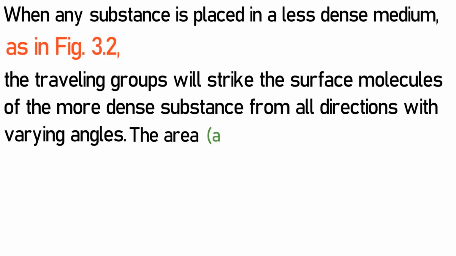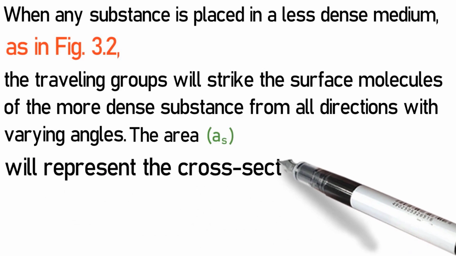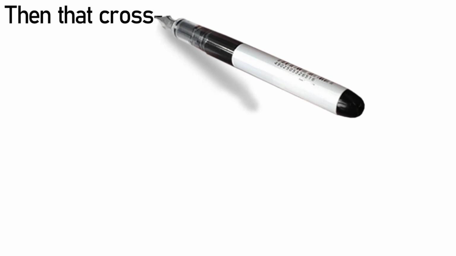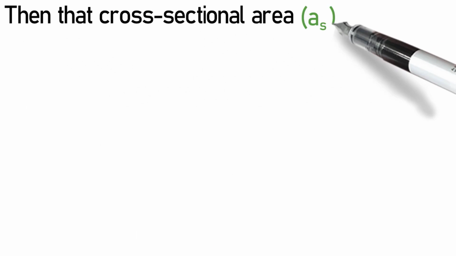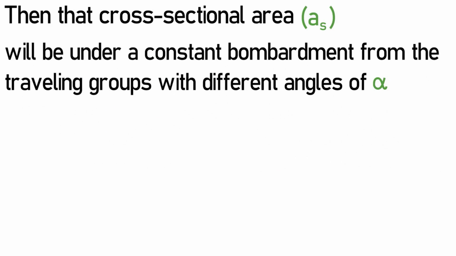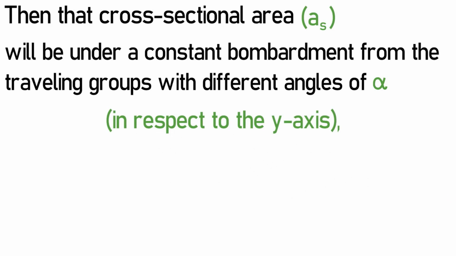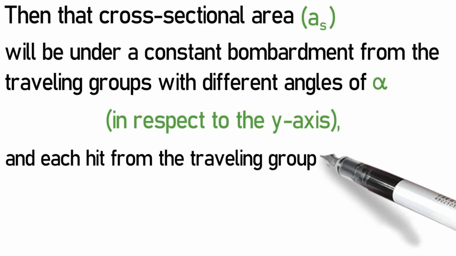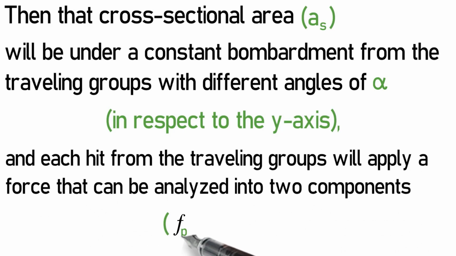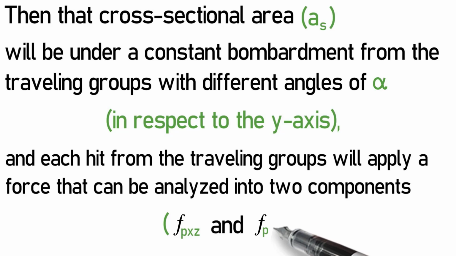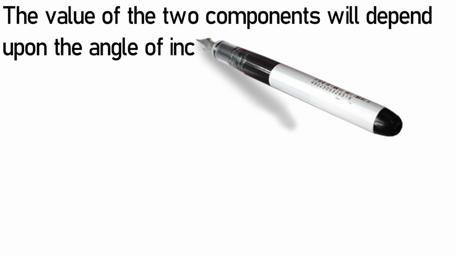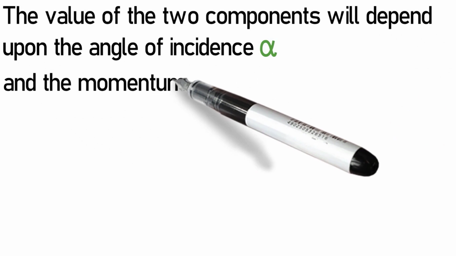The area, A sub s, will represent the cross-sectional area of one molecule on the surface of the more dense substance. Then that cross-sectional area, A sub s, will be under a constant bombardment from the traveling groups with different angles of alpha in respect to the y-axis, and each hit from the traveling groups will apply a force that can be analyzed into two components, F sub pxz and F sub py. The value of the two components will depend upon the angle of incidence alpha and the momentum of the incoming group.